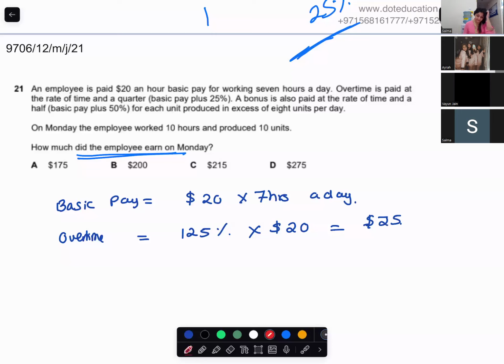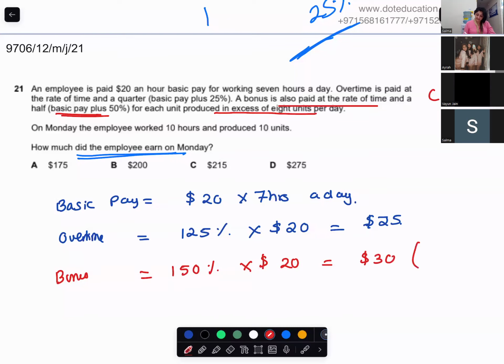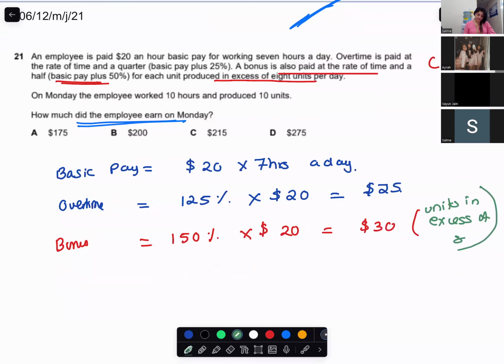A bonus is also paid at the rate of time and a half, basic pay plus 50%, for each unit. Half means 1.5, so we can use 50%. So 150% of $20 for each unit that's produced extra. So this will become $30. So for units in excess of 8, you're giving $30.